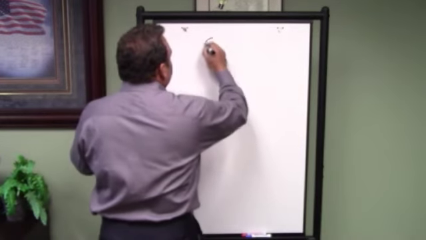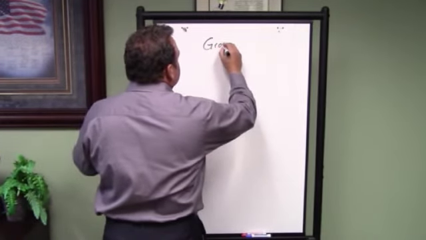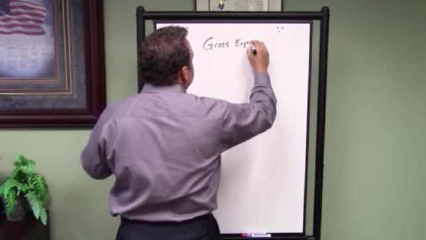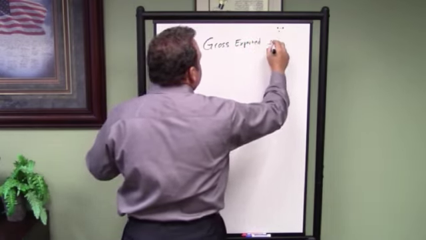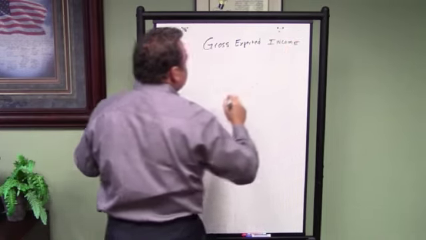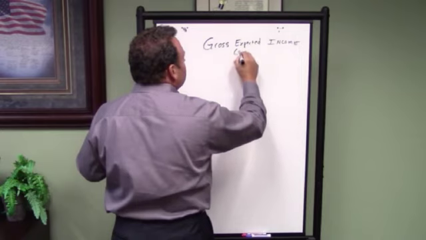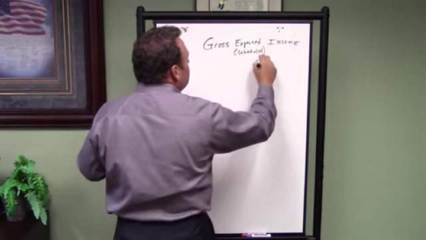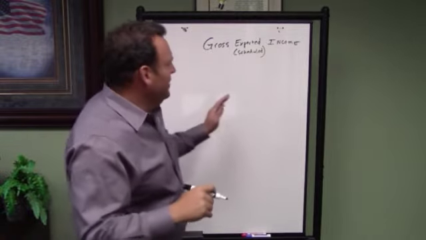And we start with gross expected income. Sometimes called gross scheduled income. Now, a couple of comments on when we're going to do these numbers.